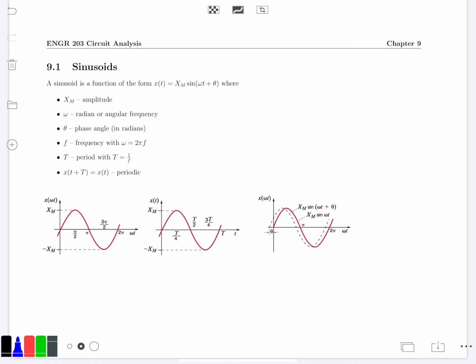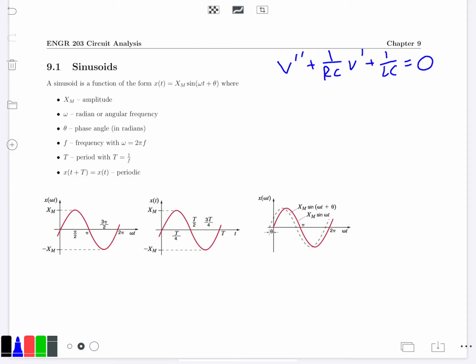So you may recall from Chapter 8, when we were solving the second order circuits, we had differential equations like v double prime plus 1 over RC v prime plus 1 over LC v equal to 0. And that wasn't so bad to solve the homogeneous differential equation. We got our answers and everything was great.